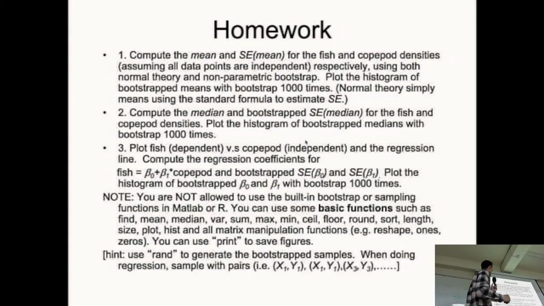And then the second question is you calculate the median. There's a built-in function median in R you can use. And then you bootstrap the standard error of the median. Of course, you repeat this same non-parametric bootstrap, and then you calculate the standard error of the median for fish and copper density independently. Again, you plot the histogram.